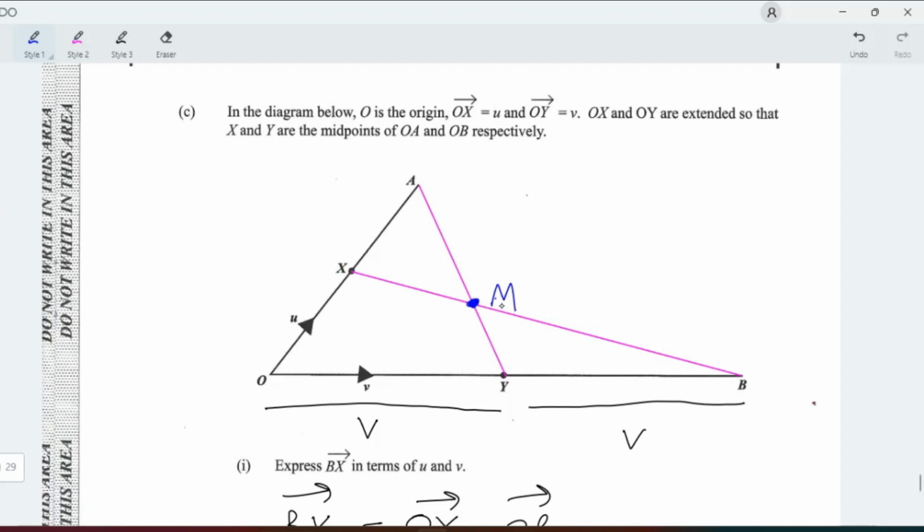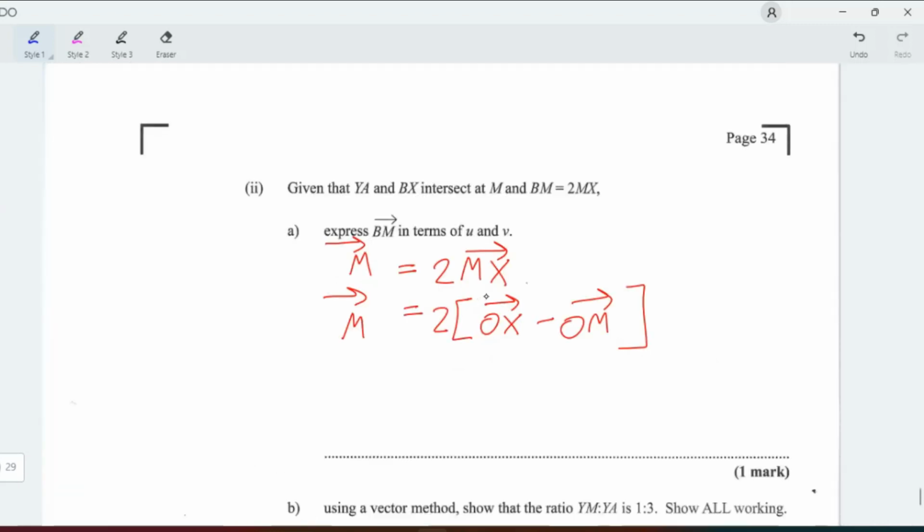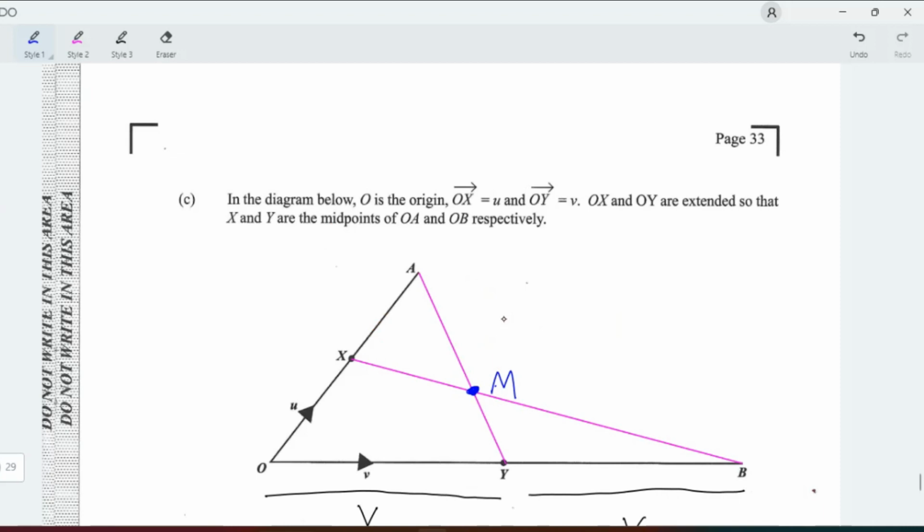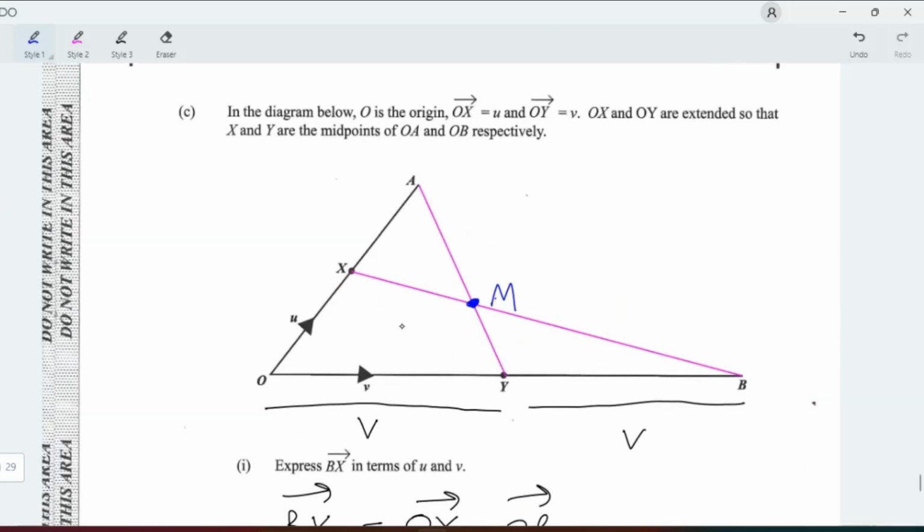This is OM, right? So we need to find OM. And to find OM, realize that we can go from O to A and then A to M, or we can go from O to Y, then Y to M. It's up to you, it depends on how you'd want to do it, because you can't go straight from O to M.